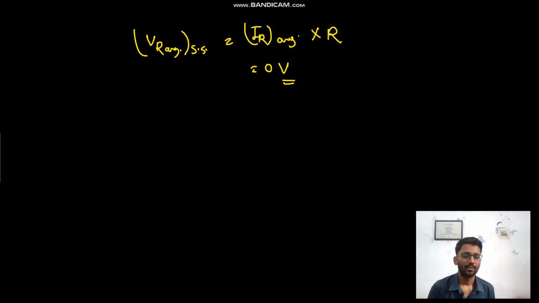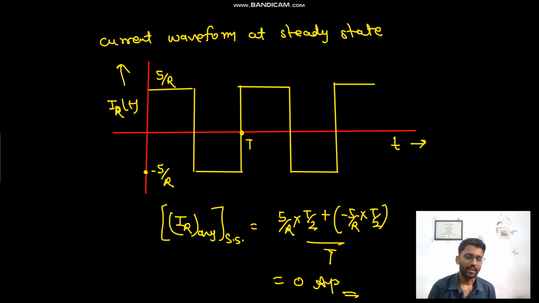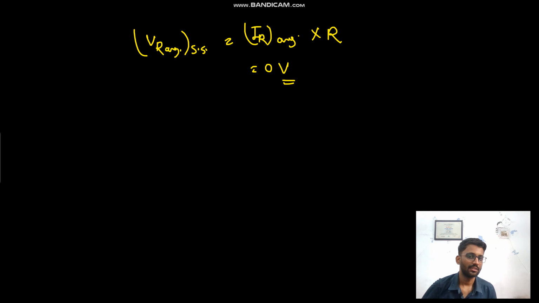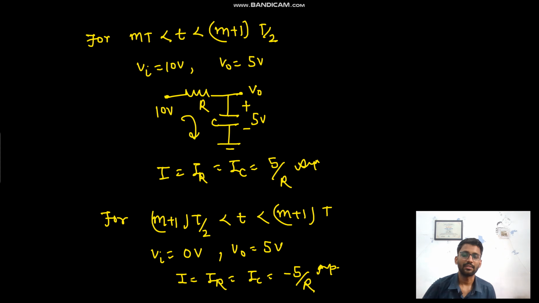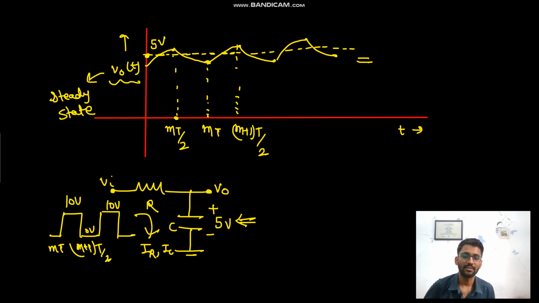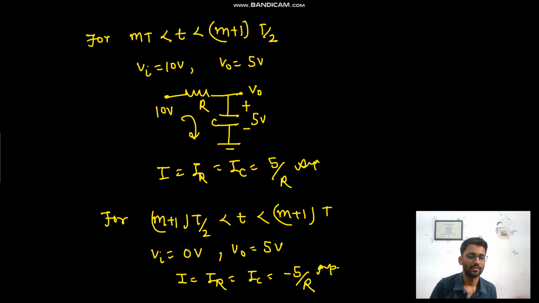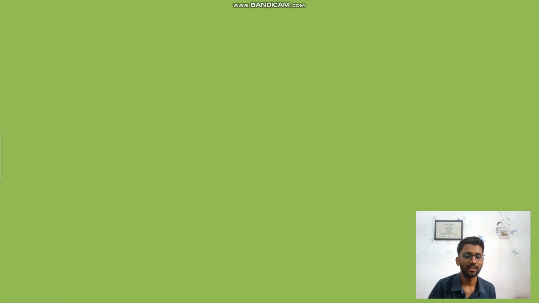Okay, so what do we see here? The average steady state current is 0 ampere. The average steady state voltage across resistor is 0 volt. So the average steady state voltage across the capacitor is 5 volt. Okay, so these are the four answers. Now we will see method 2 and method 3 for that. Okay, so it will be a very interesting discussion.